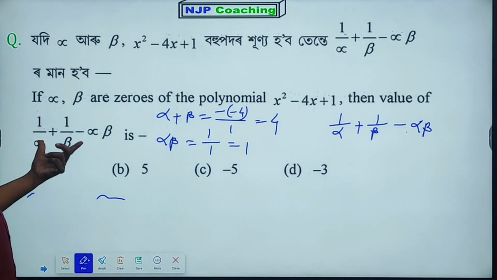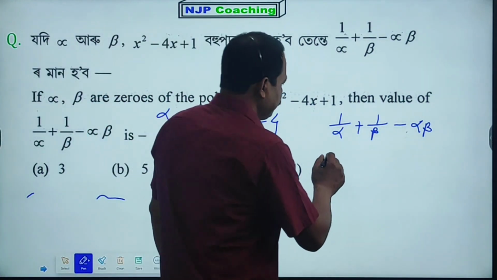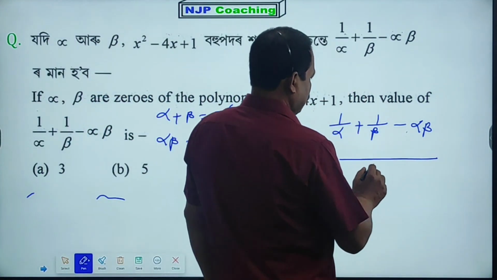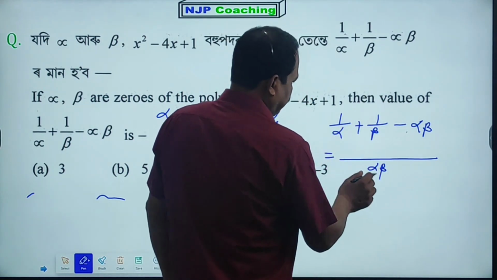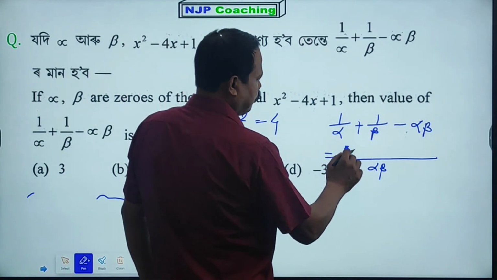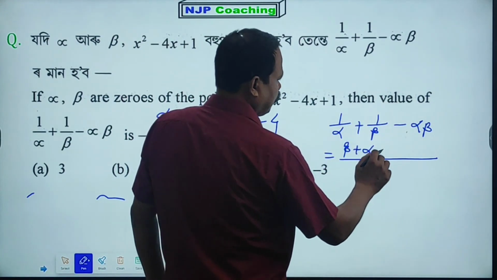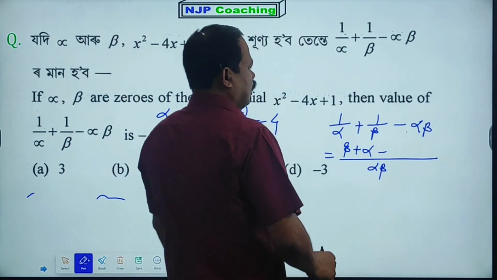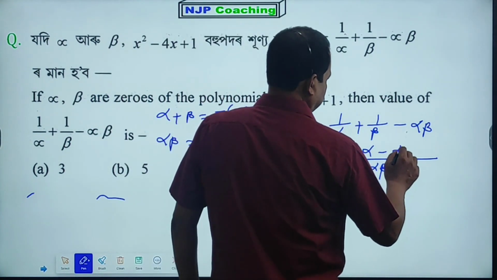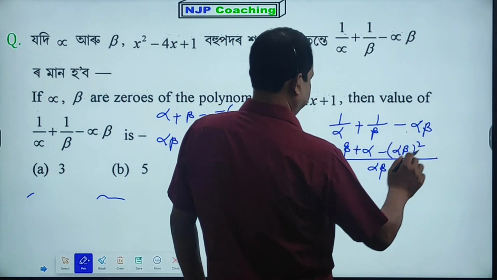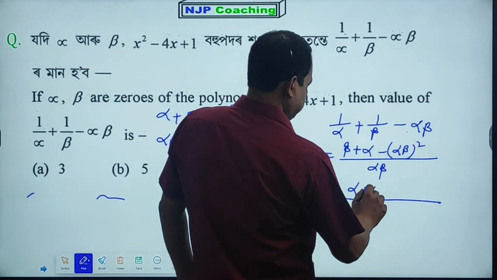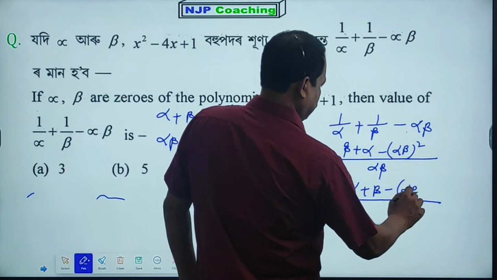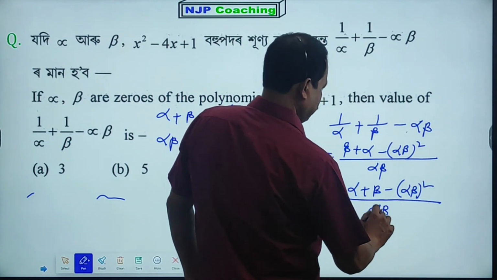And we have to find the value of the expression 1 by alpha plus 1 by beta minus alpha beta. If we take the LCM, what is the LCM? Alpha beta. If I divide the LCM by alpha, then beta will remain here. Similarly, alpha will remain here. And minus alpha beta into alpha beta, that is alpha beta square. So it equals alpha plus beta minus alpha beta square, all by alpha beta.